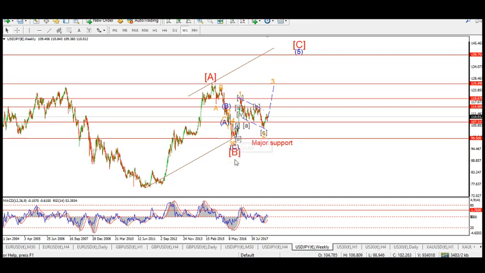Off the wave B low here, we've had a nice impulsive move up. I think we can count that as wave 1 and 2 complete, and now we should be heading again into an acceleration phase to the upside in the US dollar in general, but definitely in dollar yen. We should be targeting about 125 again for the long-term pattern. Okay, so that's the weekly chart.